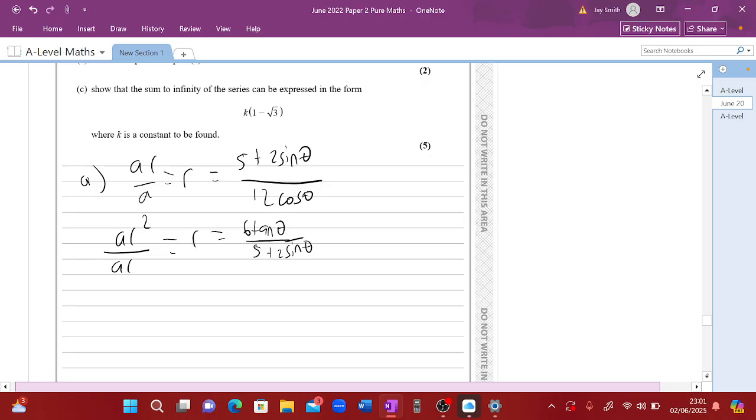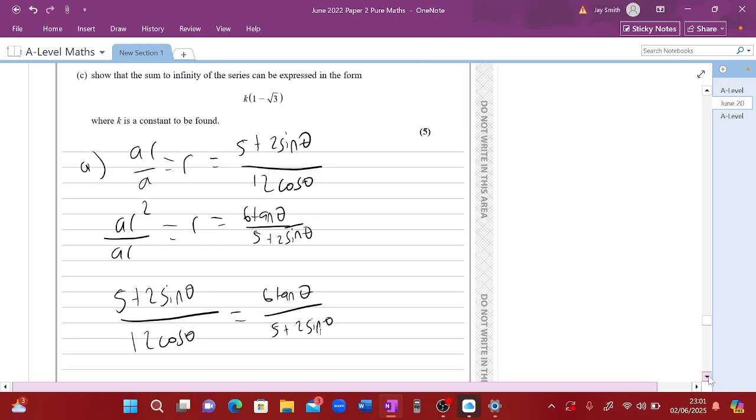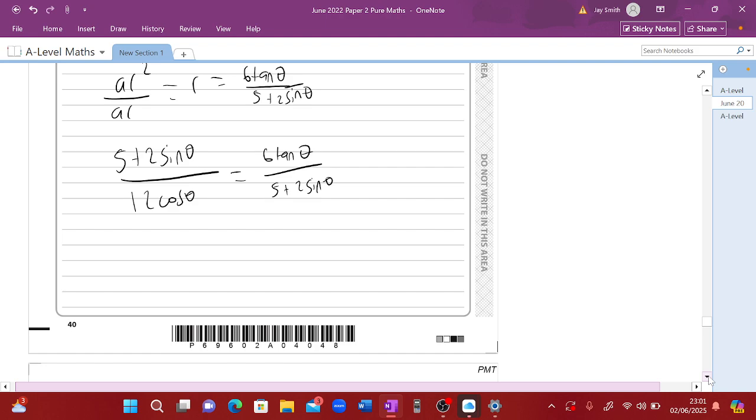But they're both the same, right? So R has to be the same. So we can equate them to say 5 plus 2 sine theta over 12 cos theta is equal to 6 tan theta over 5 plus 2 sine theta. And then we need to do some stuff with this to get the equation they want. So we can cross multiply to say 5 plus 2 sine theta all squared, because we timed it by itself, is going to be 12 cos theta tan theta.